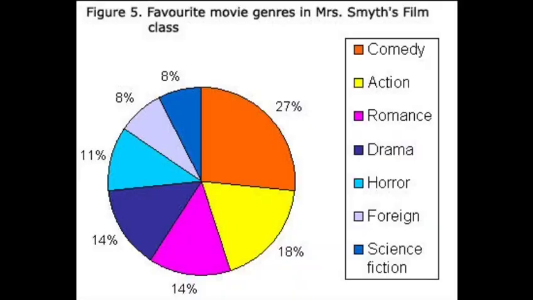The given pie chart shows the favorite movie genres in Mrs. Smith's film class. The orange color represents comedy, yellow color represents action, pink color romance, dark blue color drama, light blue color horror and so on. From this we can easily find the different favorite genres in Mrs. Smith's film class.